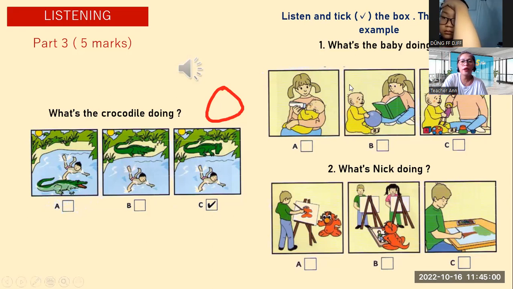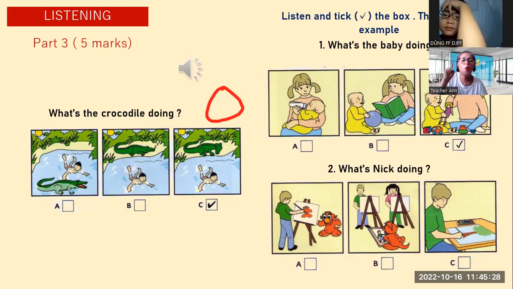Okay, number one. What is the baby doing? A, B, or C? Look at Dong. What is the baby doing, Dong? Letter A, the baby is drinking milk. B, the baby is playing. C, the baby is... Oh, the answer is letter C. The baby is playing with the doll.